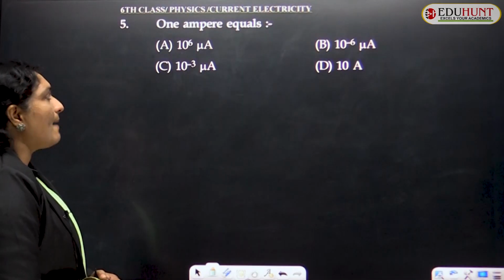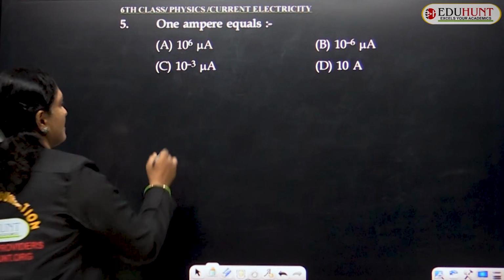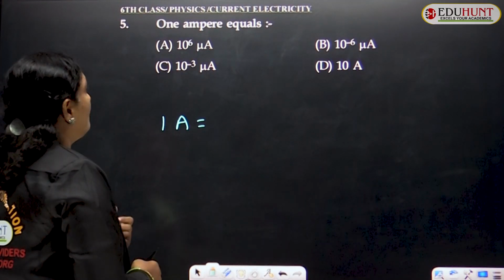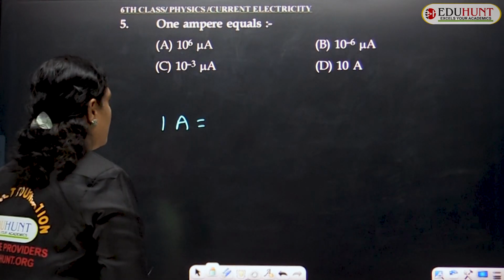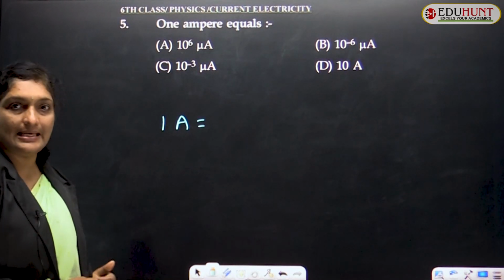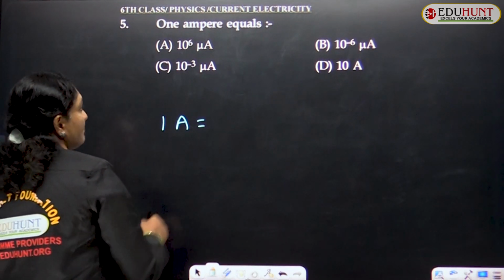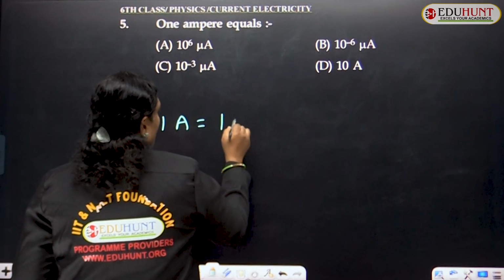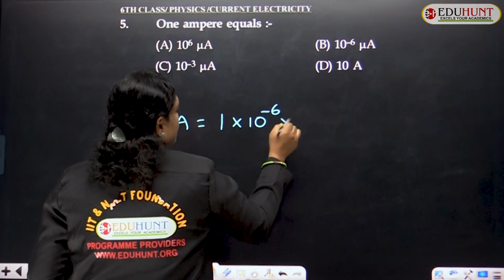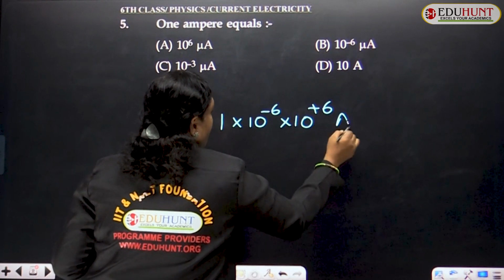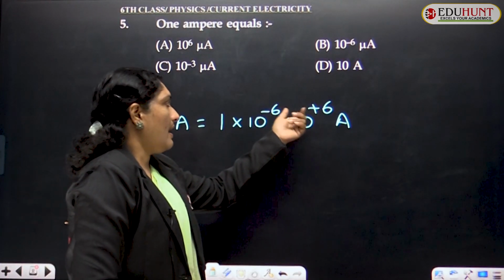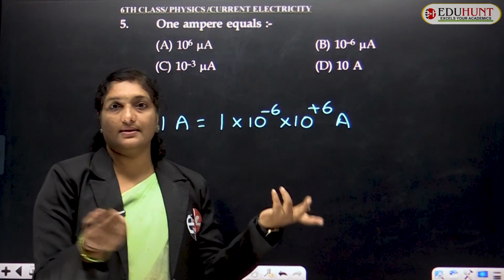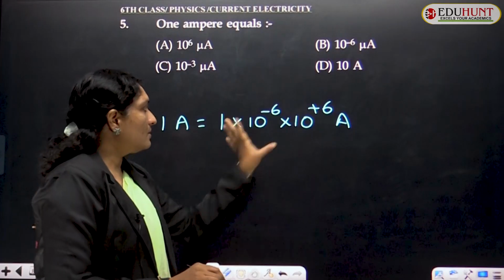Now the fifth one, 1 ampere is equal to how many microamperes, children? You know, micro means 10 power minus 6. So 1 ampere can be written as 1 into 10 power minus 6 into 10 power plus 6 ampere. May I write it like this? Minus 6 plus 6 is 0, and 10 power 0 is 1. So there is no difference.